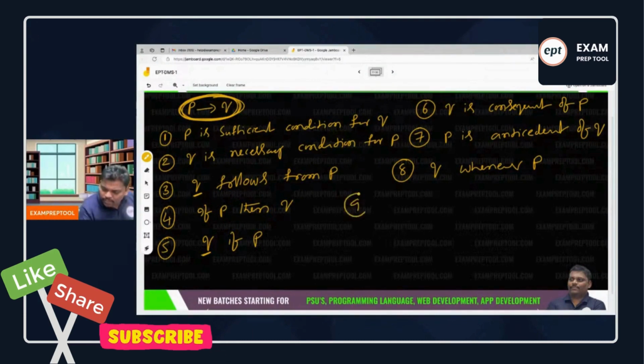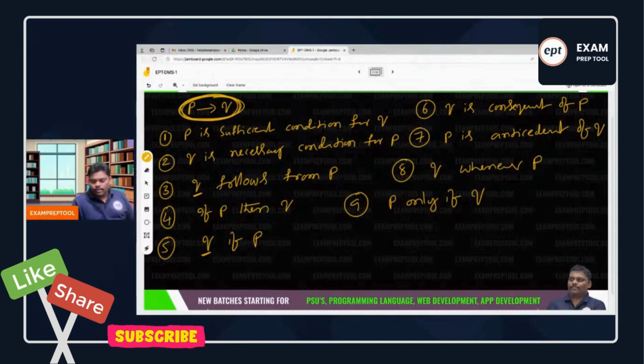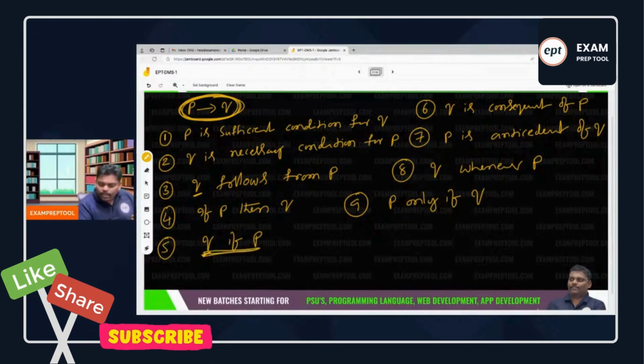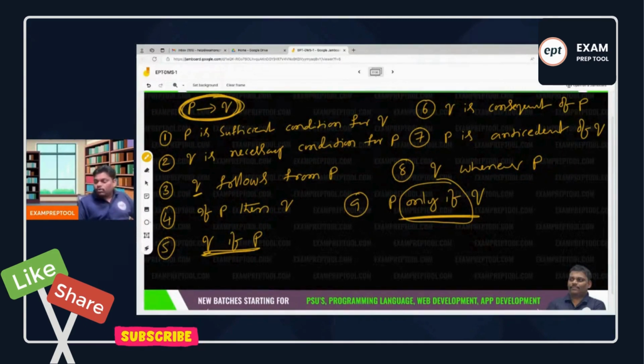Right. This ninth one will trouble you a lot. Please be careful. P only if Q. P only if Q. Some people are saying, what is this nonsense? You wrote here Q if P, you wrote here P if Q, but remember, only if is there. If only if is there, you can write. See, the fifth one and the ninth one look like reverse. Please be careful, but here only if is there. What is the meaning also? I am going to explain.